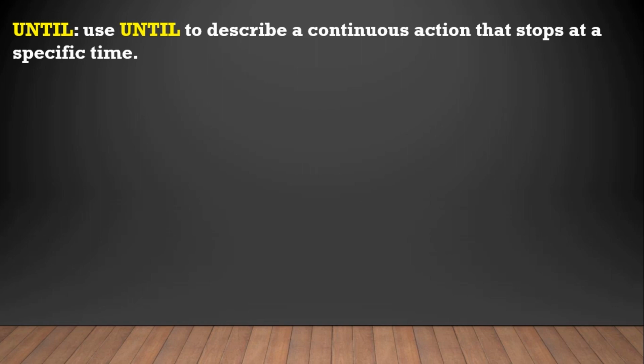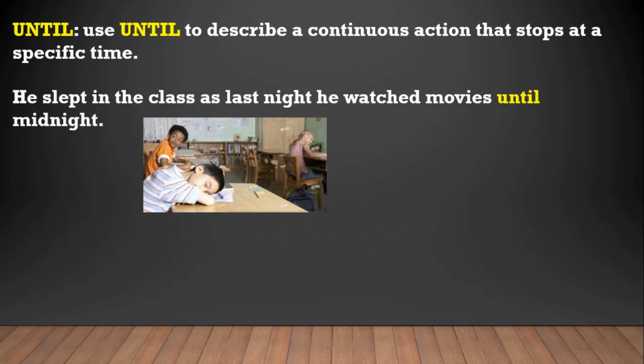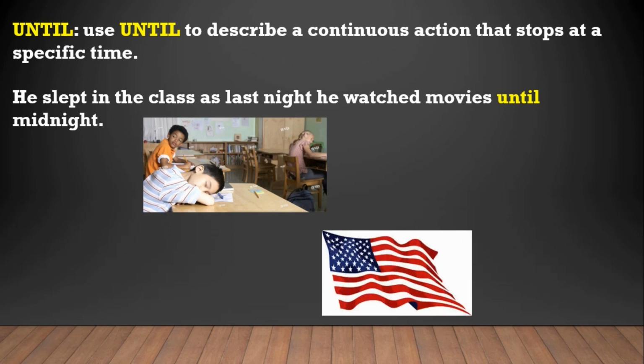Until: use until to describe a continuous action that stops at a specific time. That stops at a specific time. He slept in the class as last night he watched movies until midnight. They lived in the US until 2017. Until to describe a continuous action that stops at a specific time.